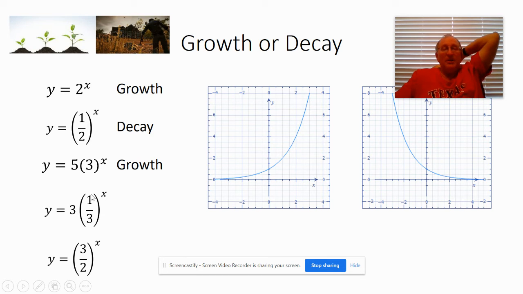Ooh, these don't cancel out and make 1, because this is our ratio here. It's 1/3. So it will be a decay because it's smaller. Ooh, I see a fraction.